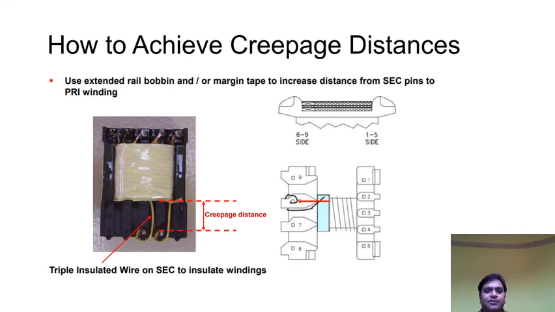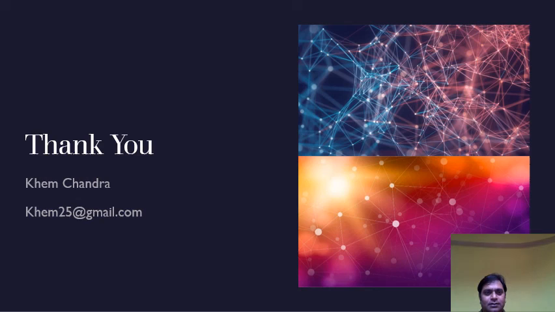So how do we achieve the creepage and clearance distance? Here is one example. Use the extended rail and margin tape to increase the distance from the secondary pin to the primary winding. Here we can see how this rail has been increased in the bobbin to increase the creepage distance, and here also you can see it from this conductive part to the winding of the secondary. And here we can see that triple insulated wire has been used for the secondary to insulate the winding. If we use triple insulated wire, the safety requirements are easily met.